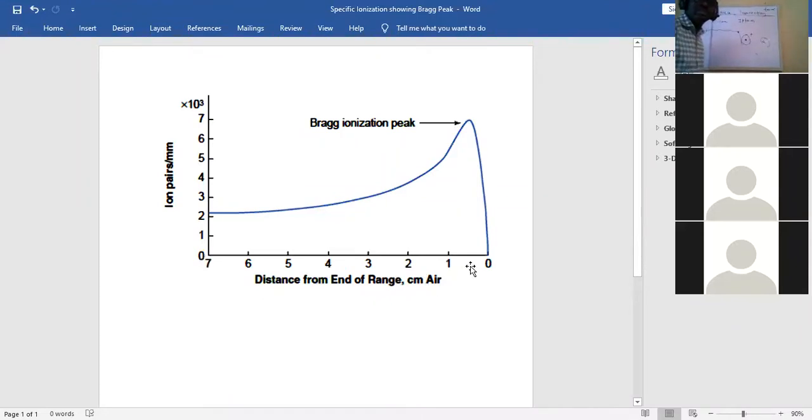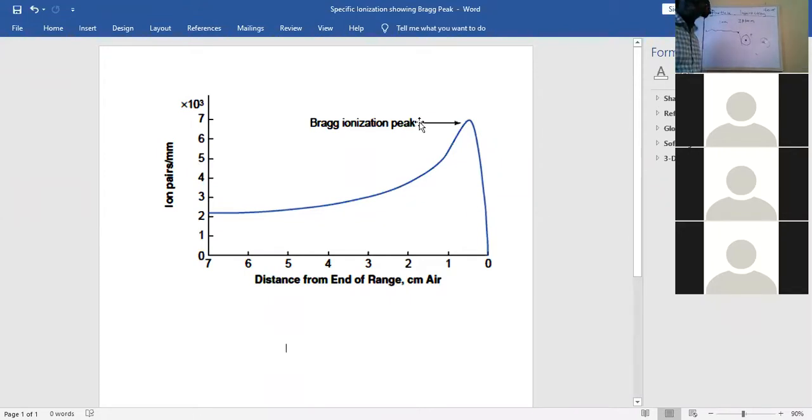So we should understand that this is the distance from the end of the path of that charged particle. When we're looking at this 7 here, it just tells us that with respect to where it is ending, it is 7 as it is going down here. So this is where it ends its journey. Well, that shouldn't give us a problem for now. This peak is called the Bragg ionization peak.